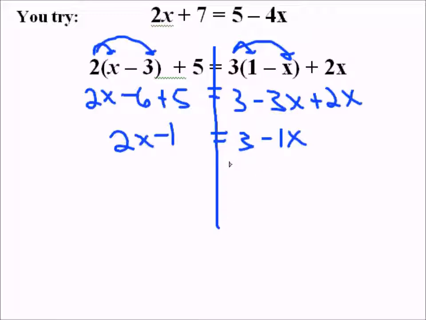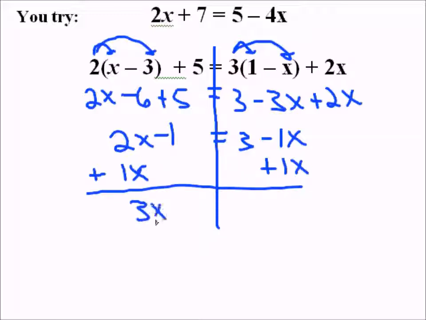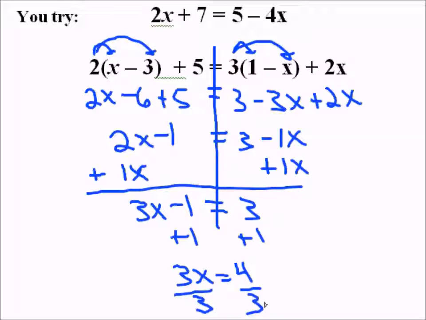And then I would move my terms off of one side. I would get rid of the x's off one of the sides. So I would get rid of that negative 1x by adding 1x. And what I do to the left side, I gotta do to the right-hand side. So 2x plus 1x gives me 3x minus 1 equals 3. Add 1 to both sides, we get 3x equal to 4. Divide both sides by 3. We get our final answer: x equals 4/3.